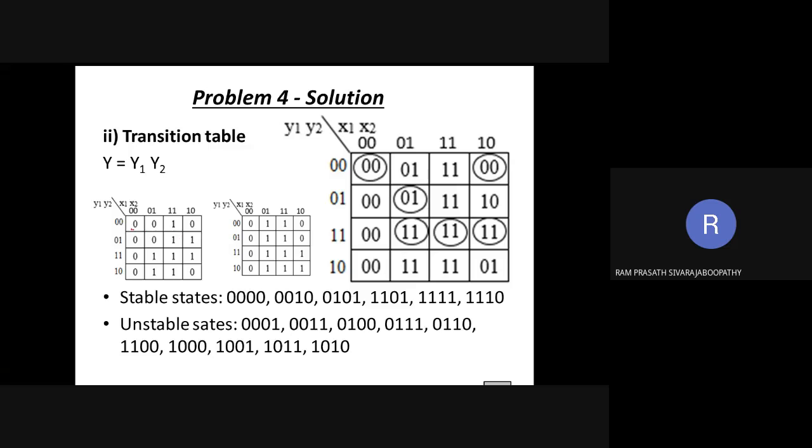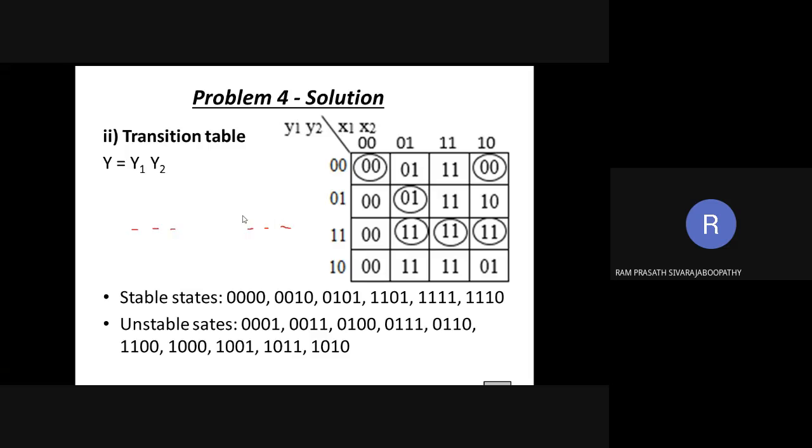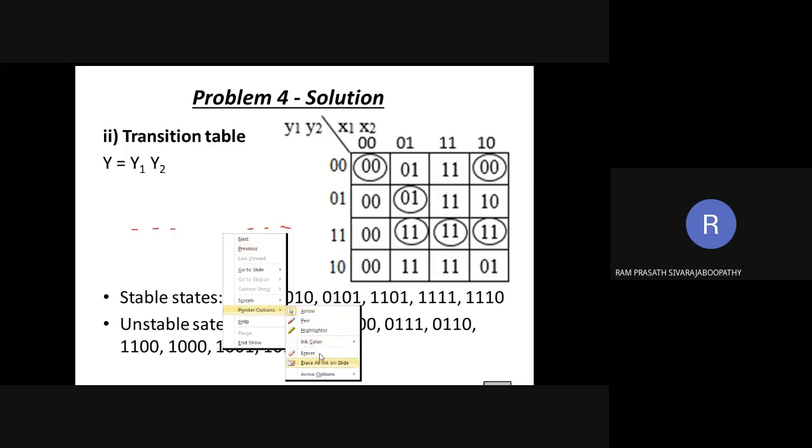Here we are having 0, here we are having 0. So 0 0. Next 0 1, 0 1. Next 1 1, 1 1. So like that we have marked. Okay, I hope up to this it's clear for you.